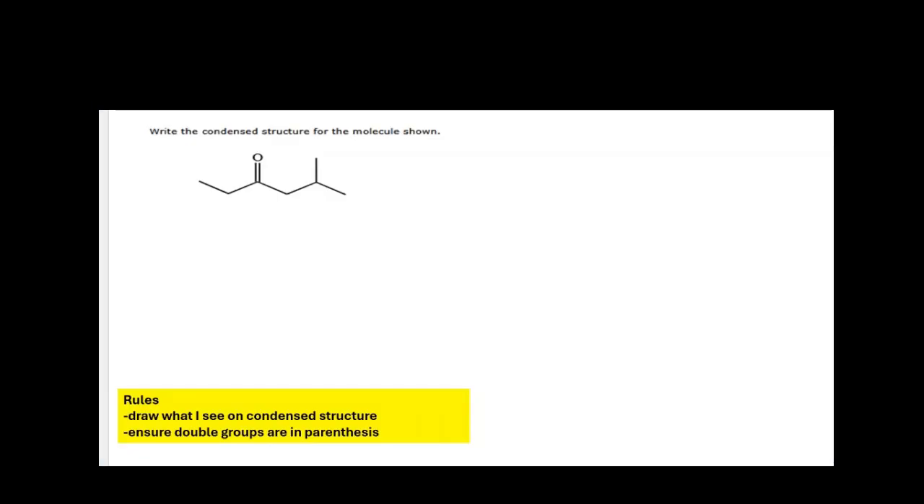Next up, I will be showing you how to solve the ALEKS problem, write the condensed structure for the molecules shown. So what ALEKS wants us to do is take this skeletal structure and convert it into one condensed formula. The rules I have for this question: I draw what I see in the condensed structure, and then I ensure that double groups, like these 2 methyls on this carbon that hang off this main structure, are in parentheses.